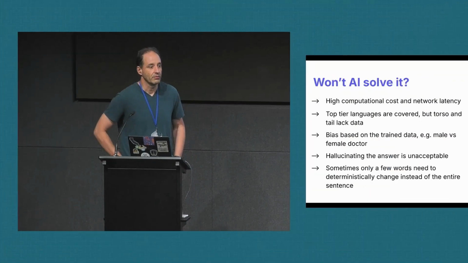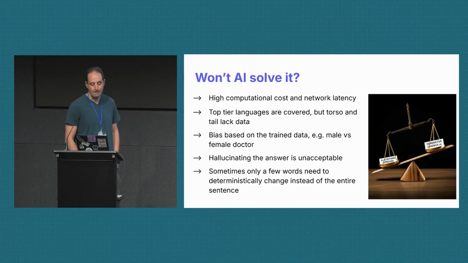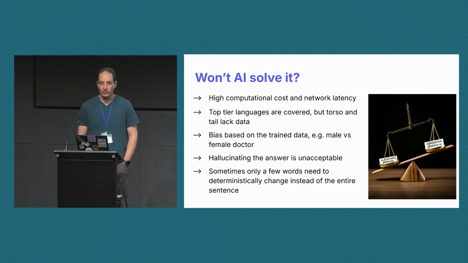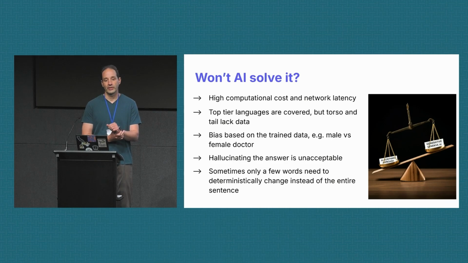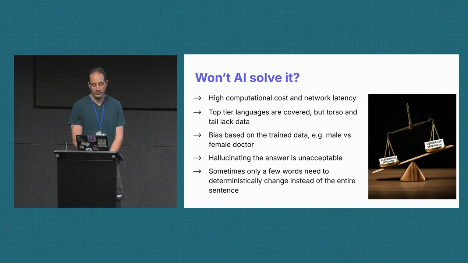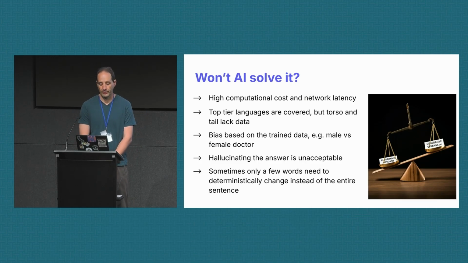Now, some updates about AI. It's still costly. It's still slow. You cannot put it on the critical path without heavy caching in front and hope to get a response in, say, milliseconds. It's going to be seconds. Top-tier languages are covered with data. For torso and tail, the quality drops. And it can be even worse with lower quality of data, not just amount.